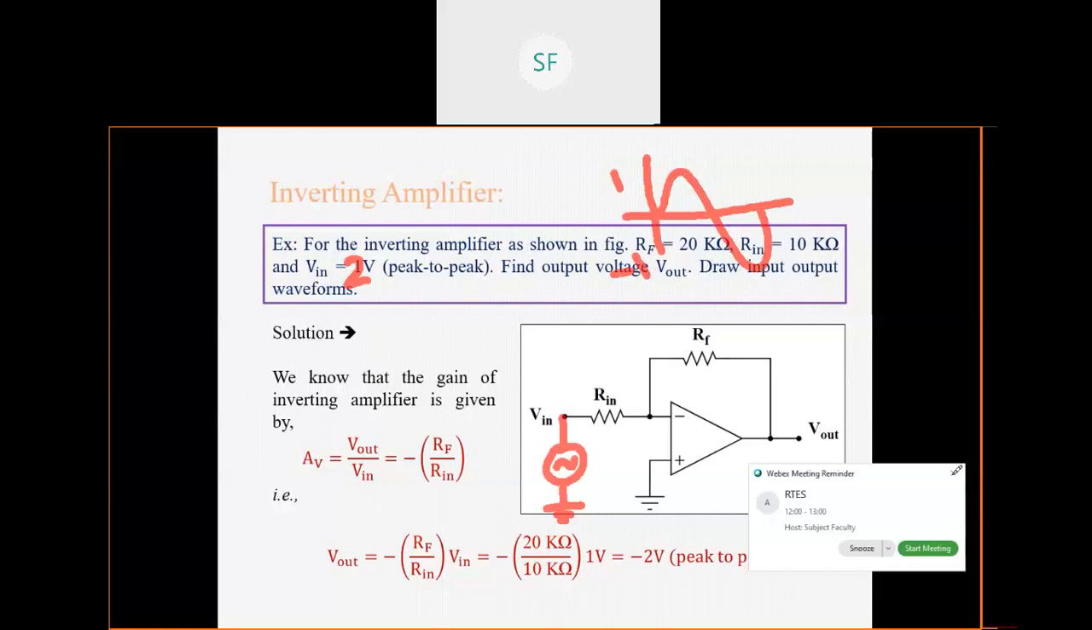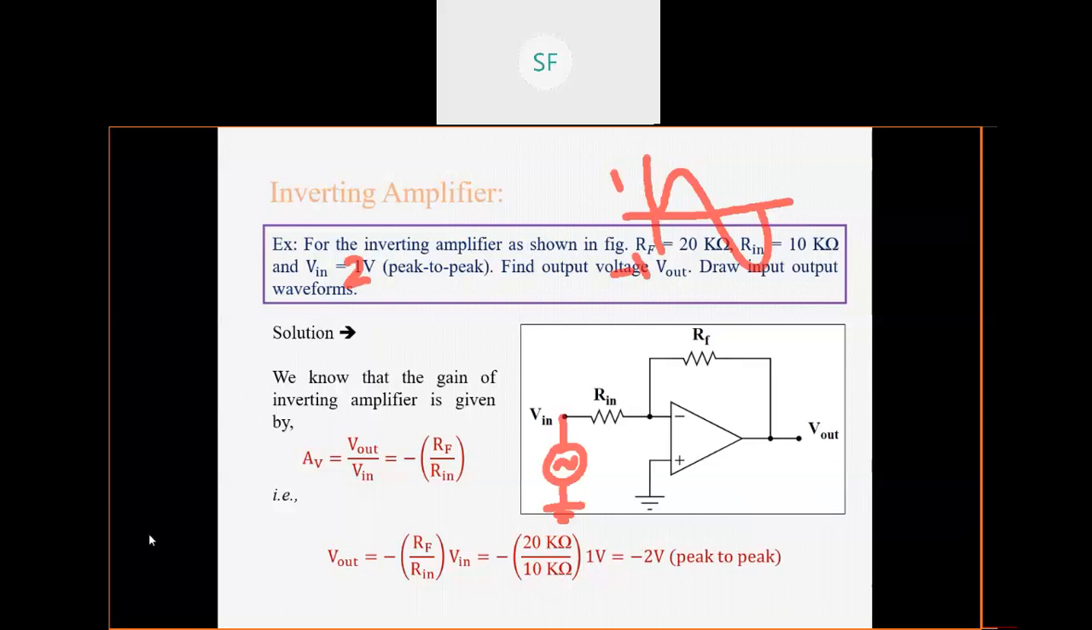I hope you got this concept, don't get confused. So when they talk about peak to peak voltage, the peak to peak voltage for this particular sine wave will be 2 volt. Okay, so these are the given parameters. So what are the given? The value of RF, that is the feedback resistor, is given, Rin is given, and Vin is also given.